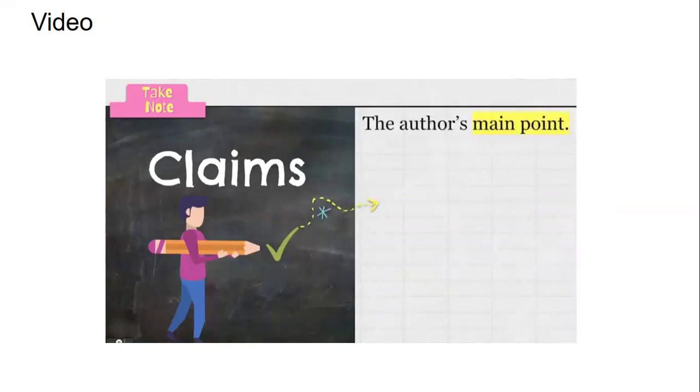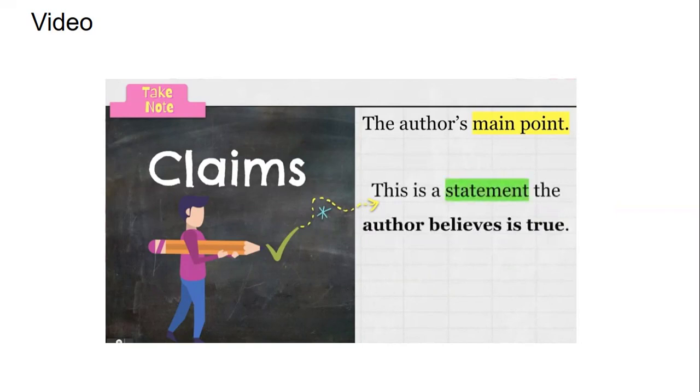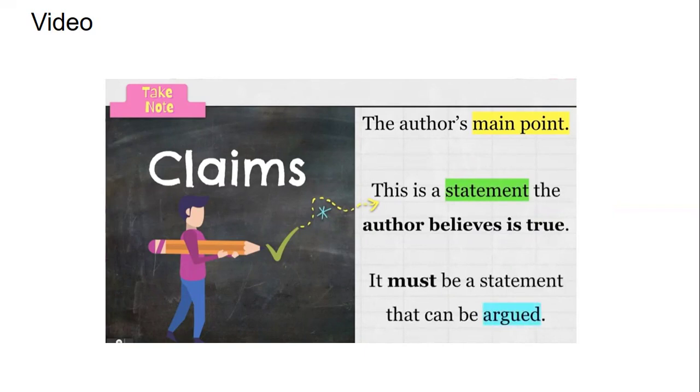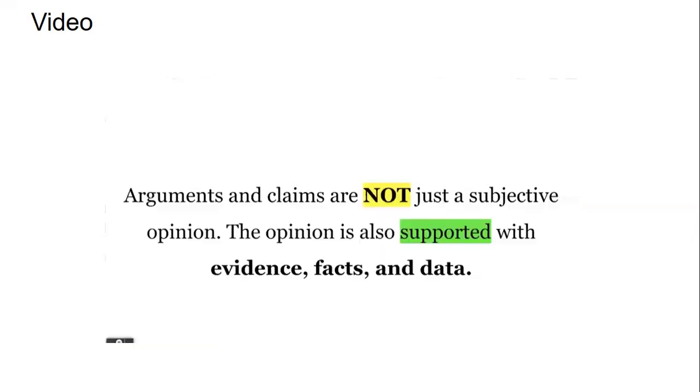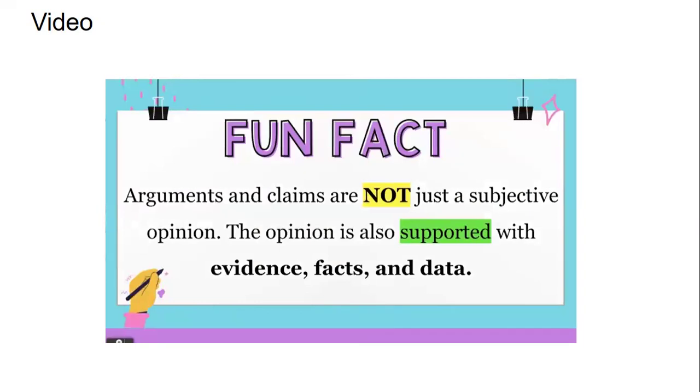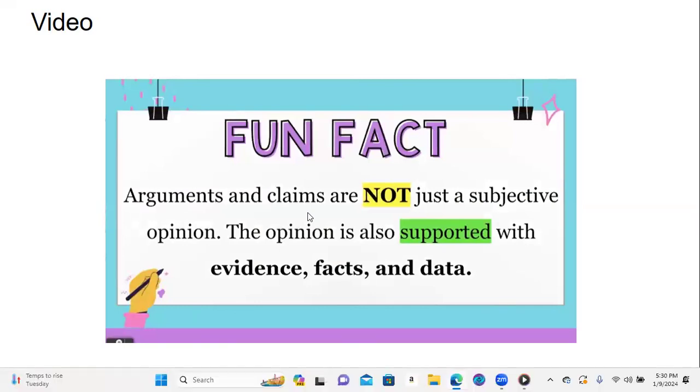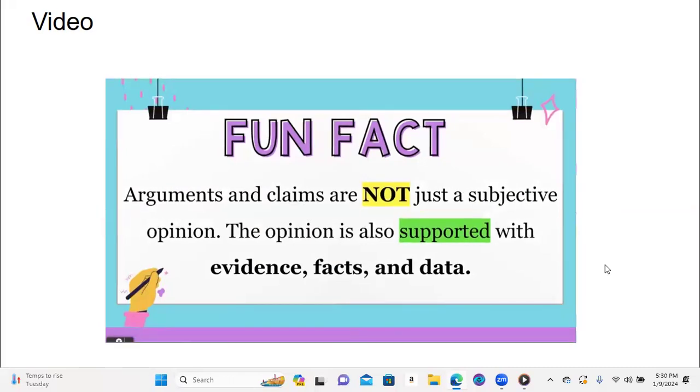Claim would be your main point. So if we go back to the sweatshirt example, the main point would be the money was given to you, so you should be able to do what you want with it. So this is a statement that the author believes is true. And it must be a statement that can be argued. So if you think you can do what you want with your money, your adult might have a different perspective and they can argue that. So claims always need to be argued or could be argued. So arguments and claims are not just a subjective opinion. The opinion is also supported with evidence, facts, and data. So it's not just about what you want, you have to be able to back it up.